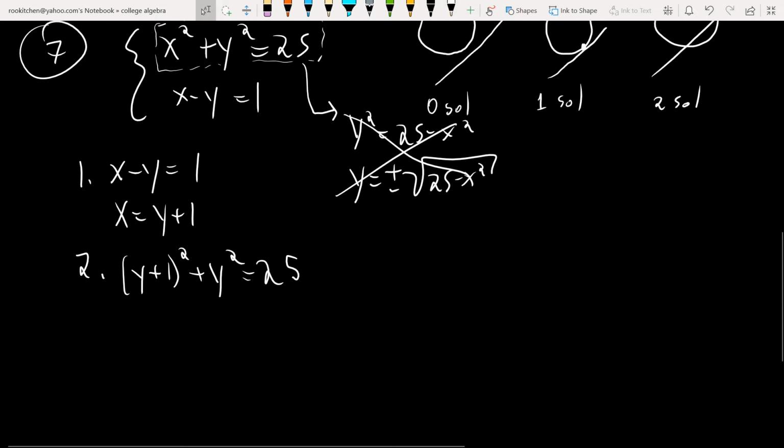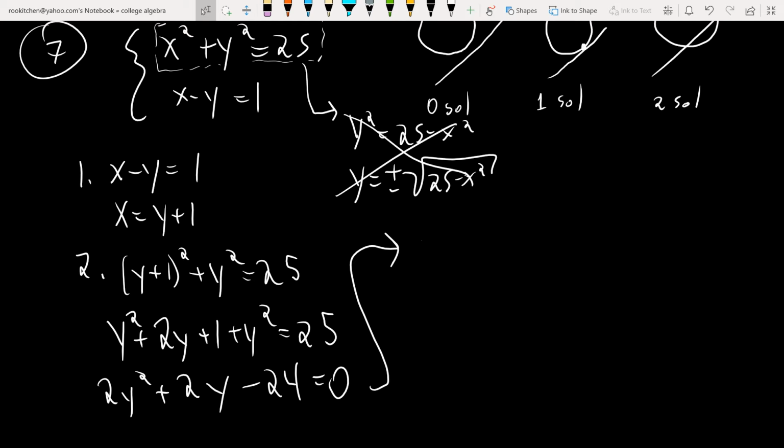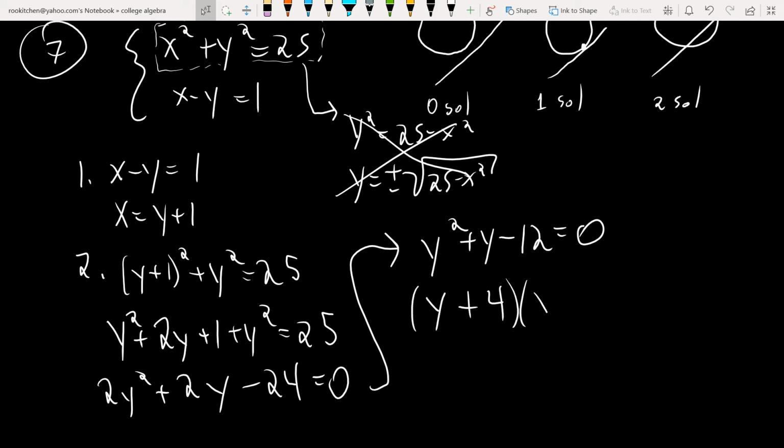Just avoid those square roots if possible. Okay. All right, so anyways, y squared, I'm foiling, 2y plus 1 plus y squared is 25. I got to set it equal to 0. Move the 25 over. I'm going to factor out a 2 and then divide both sides by 2. So I get y squared plus y minus 12 is 0. Factor that thing. It's y plus 4 times y minus 3 is 0. So y is negative 4, or y is 3.